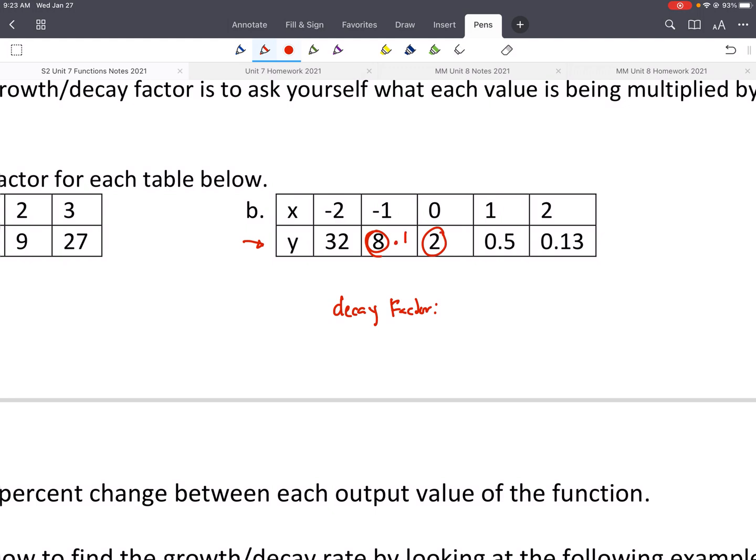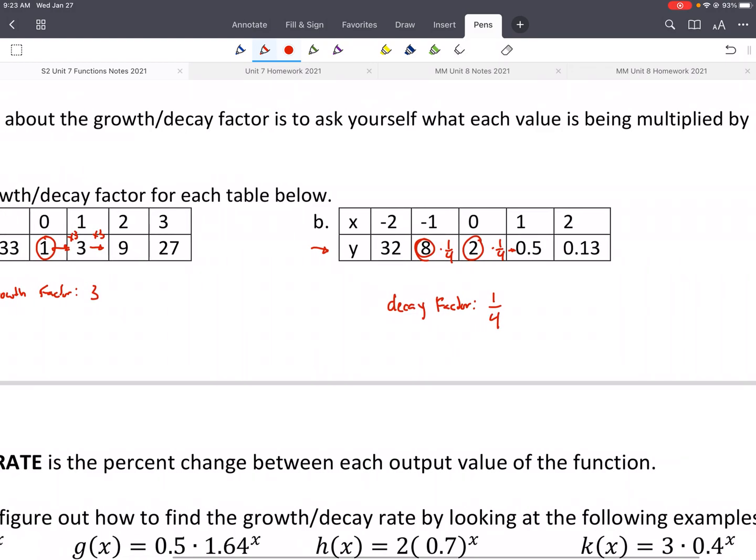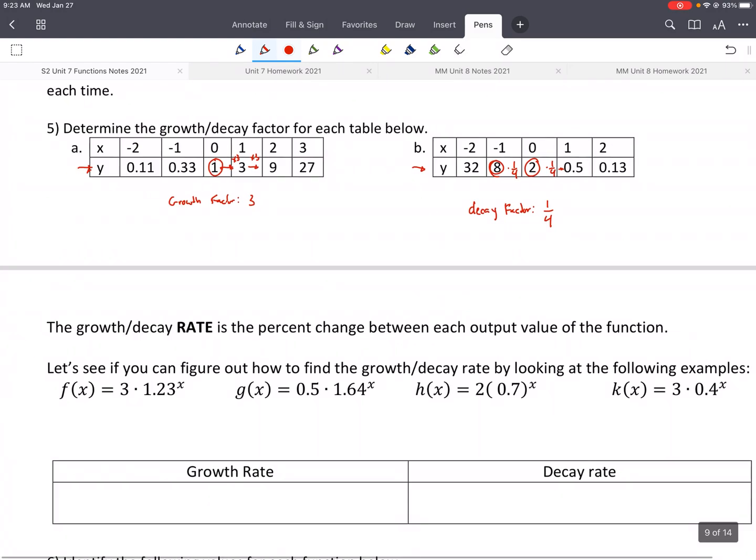Or another way you could do that is to multiply by a fourth. And we want to see if that applies for the next one. If we multiply 2 by 1/4, that does give you 1/2. So our decay factor here would be 1/4. That one's a little trickier, going backwards like the decay, plus this fraction is a little different. If it was like 1/2, I think you'd see it a lot easier.